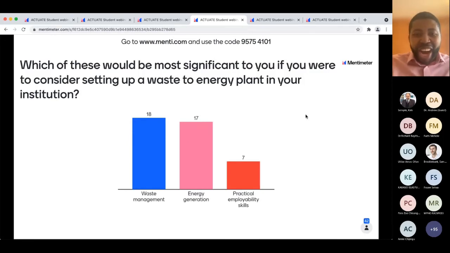So I'm wondering, why have people chosen practical employability skills less? Is it because they haven't seen the relationship between a waste management plant and practical employability skills? Is that the reason? So Richard, can you come in on this? Why do you think there's a gap in the choice for practical employability skills from your perspective? Richard?